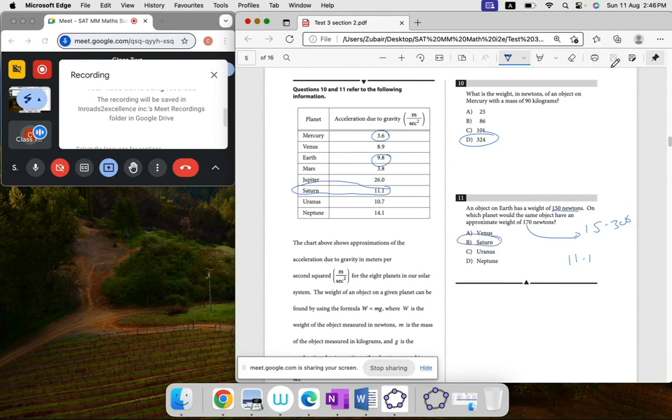So for the confusion in these first two, in the first one you just did 90 times 3.6, right? Yeah, W equals mg. And for the second one, what did you do? I divided the weight by the gravity on Earth, 9.8, and this was the mass, to find the approximate weight of the same object, right? Yes. Okay, understood.